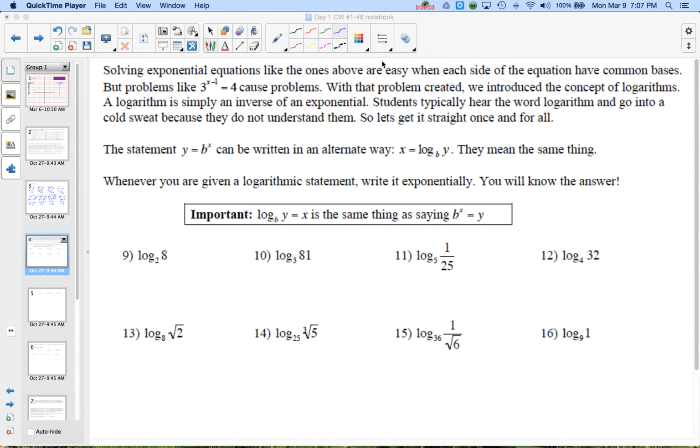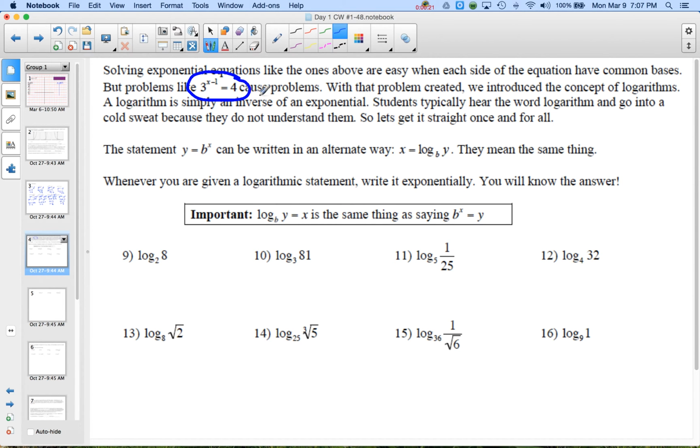So the next thing we have to deal with is how do you solve a problem like this? What if you can't get a common base? So there's no way I can change either one of these to create a common base. So that's when we have to understand the idea of logarithms.